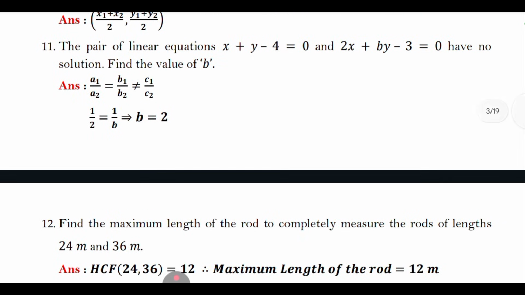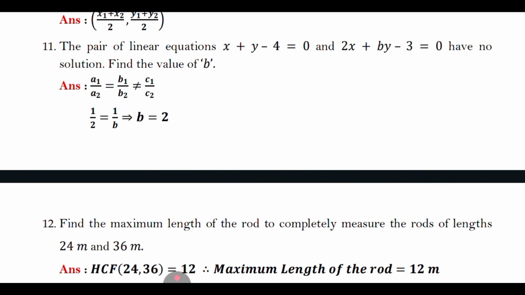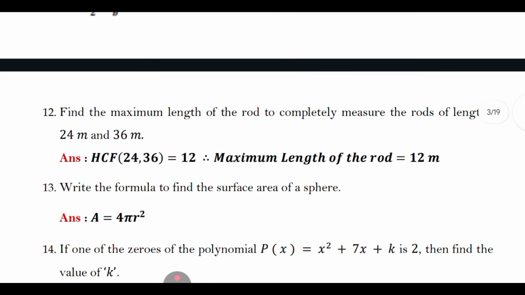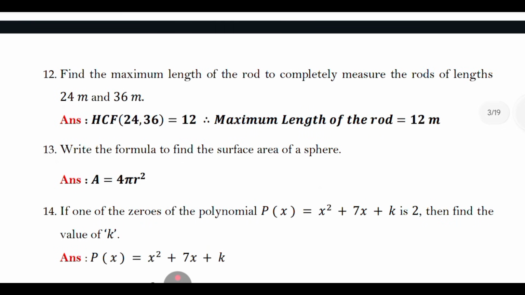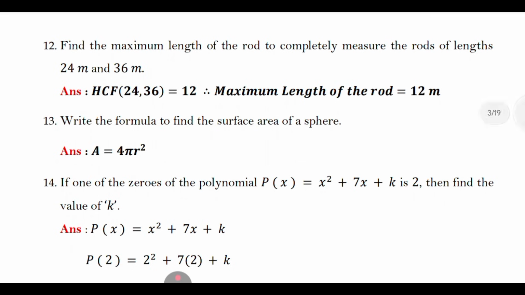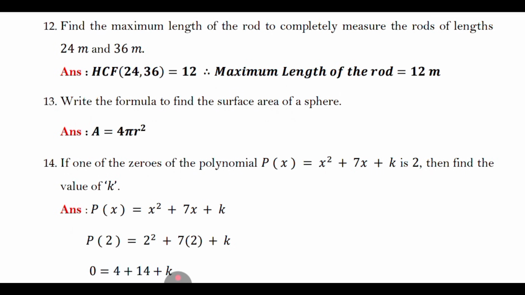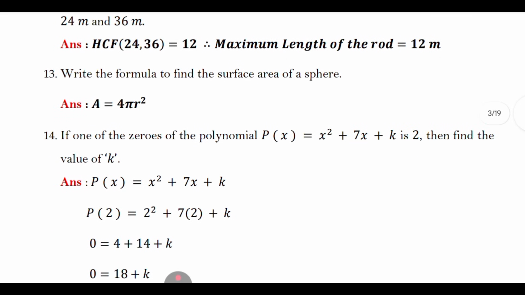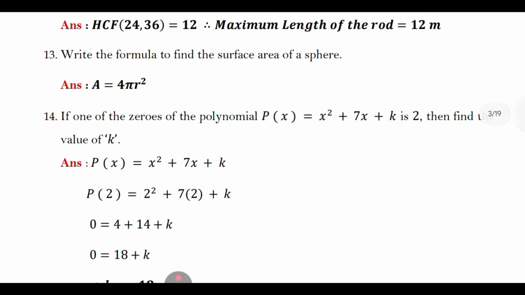Coming to the 11th question, the pair of linear equations x plus y minus 4 is equal to 0 and 2x plus by minus 3 is equal to 0 has no solution, find the value of b. So coming to the 12th question, find the maximum length of the rod to completely measure the rod's lengths, 24 meter and 36 meter. So this is the calculation for that from the real numbers chapter. And the formula to find the surface area of a sphere, A is equal to 4 pi r square.